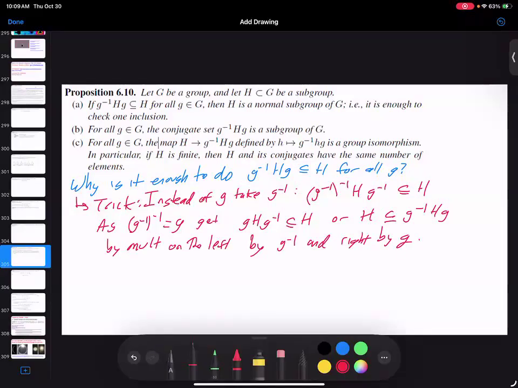So that's A. For B, for all G, the conjugate set G inverse HG is a subgroup. Right, so let's just go through carefully and show that all the properties hold. And then the last is for all G, the map from H to the set G inverse HG, defined by little h goes to G inverse little h G, is a group isomorphism. So if H is finite, then H and its conjugates all have the same number of elements.